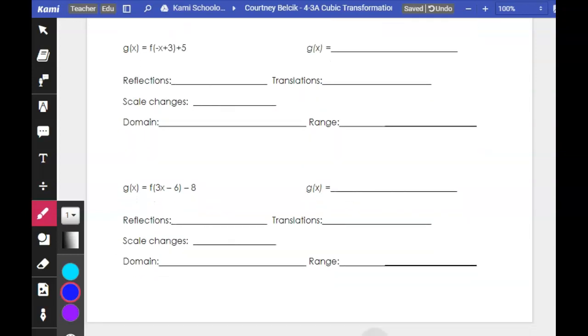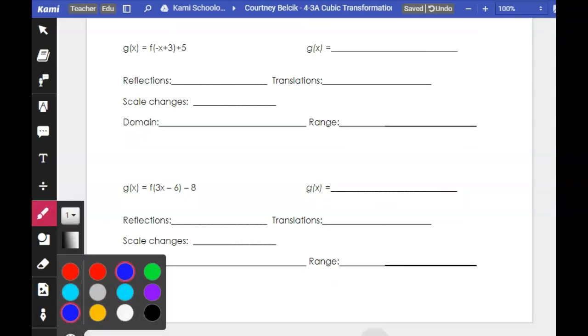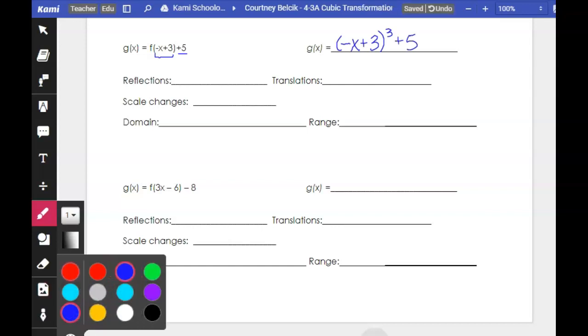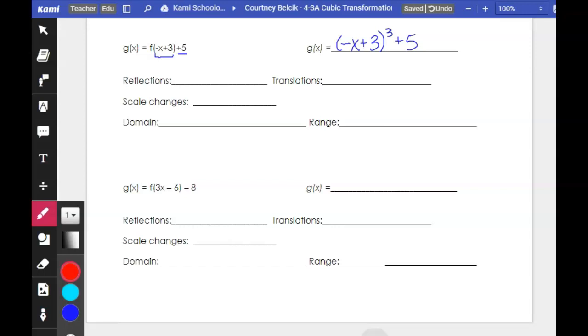So let's take a look at these last 2 problems. They are a little strange. I can rewrite them pretty easily though. I have this inside, so this is what's getting cubed. And then I have the +5 outside, so that's what's getting added on outside. However, when I go to figure out what transformations are occurring, I can't have negative x without some parentheses in between it. So if you remember correctly, we had to divide this by whatever was out in front.